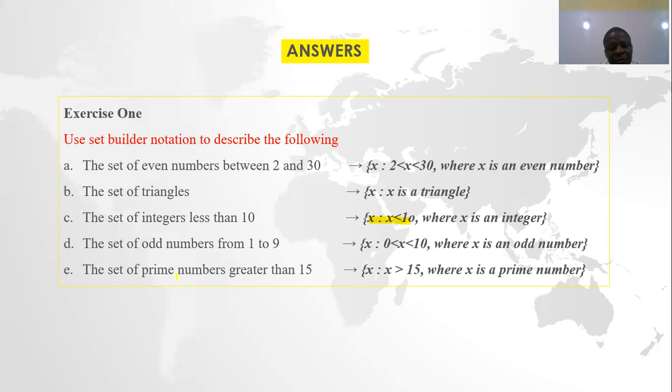The last one is the set of prime numbers greater than 15. Here we have x such that x is greater than 15, where x is a prime number. So all the prime numbers that are greater than 15, if you have to list them, you list just about 5 of them. That will include 17, 19, 23, 29, 31, and then you end with 3 dots to conclude that. Congratulations if you were able to get it correct. Let's move on to other aspects.